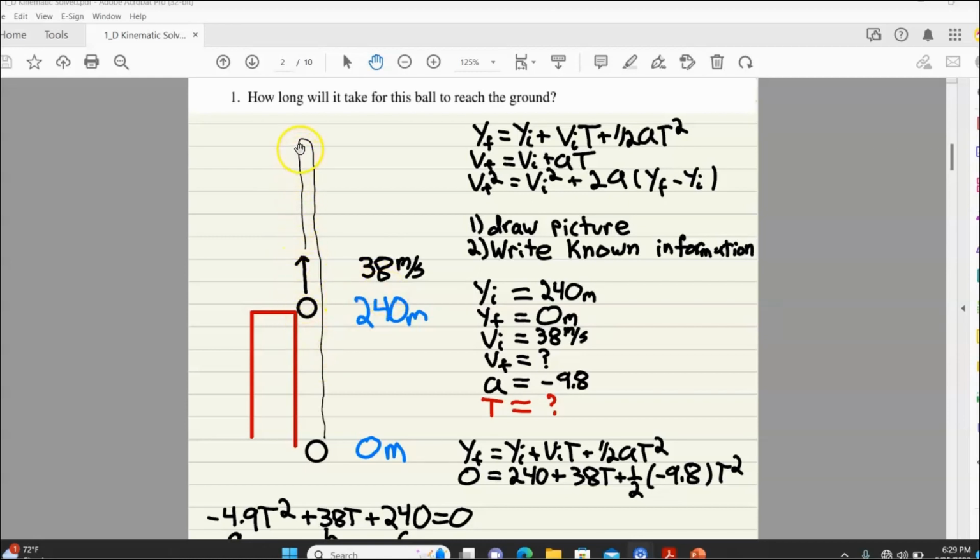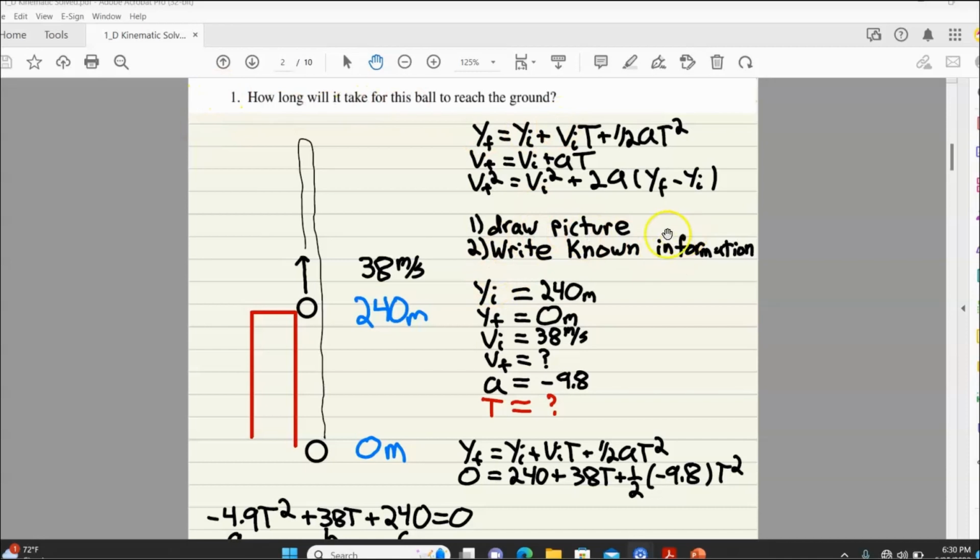The ball will travel up. It will slow down as it's moving up, get to its highest point where it's not moving at all. And then it will turn around and speed up as it goes back down. And right before it hits the ground, it's going to have some velocity vf. The question is, how long will it take for the ball to reach the ground?